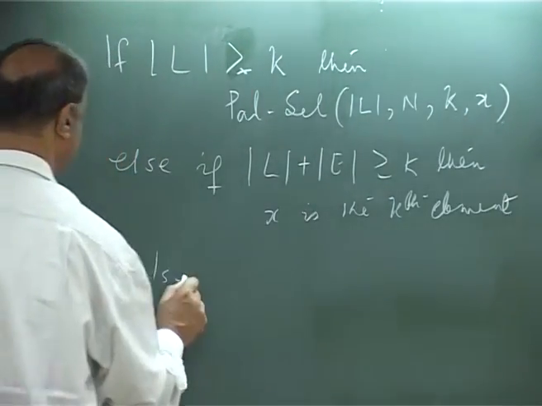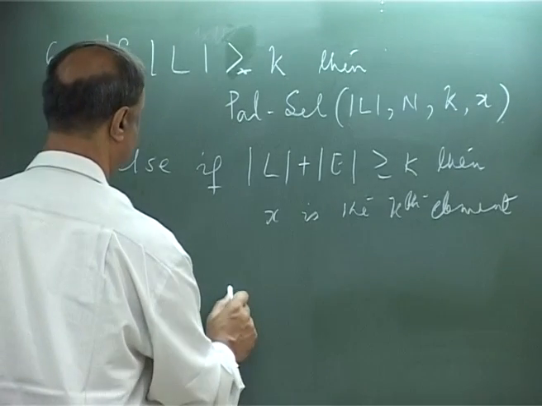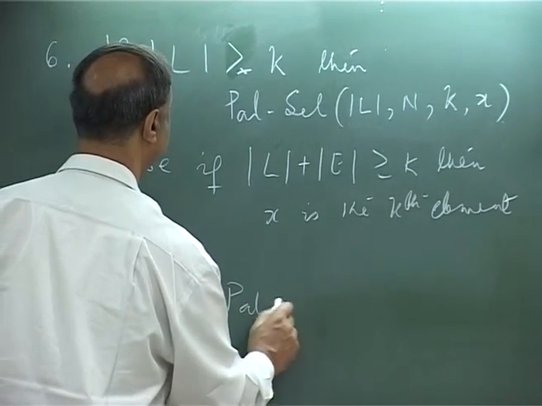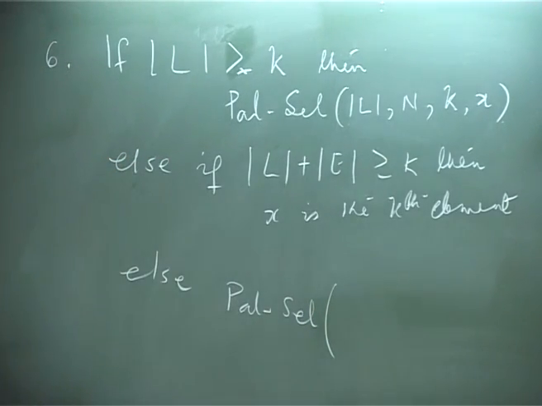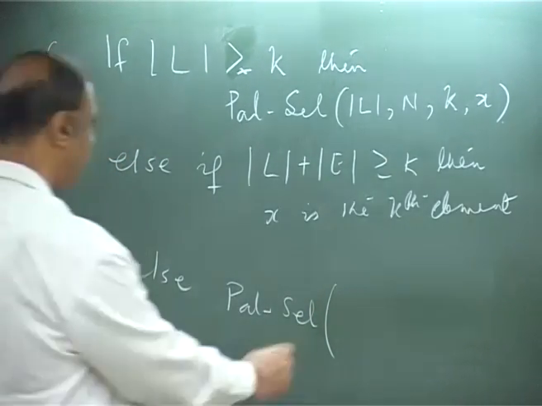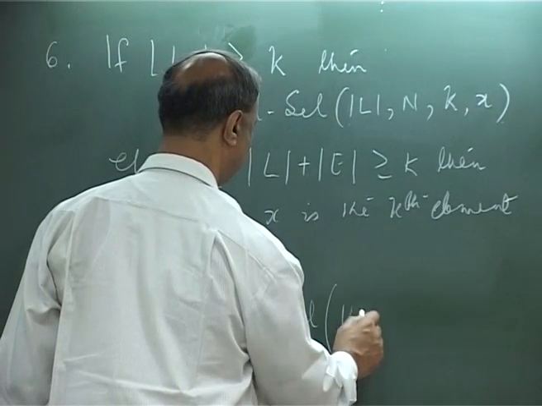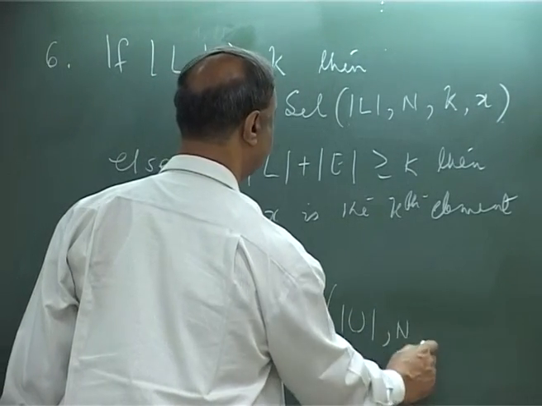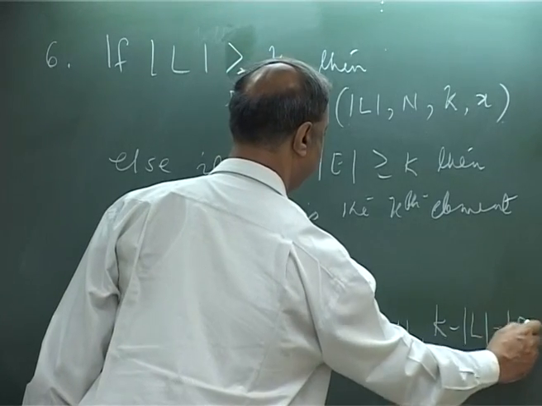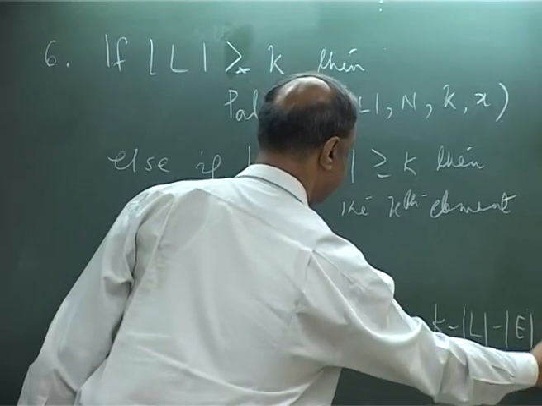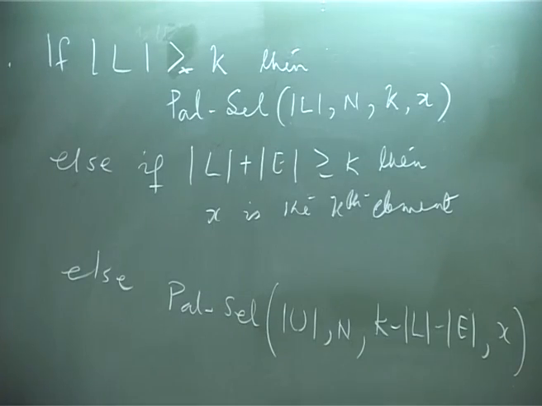Else, you call PAL select from U with N, and this K minus L minus E, and return is X. Now tell me what is the problem.